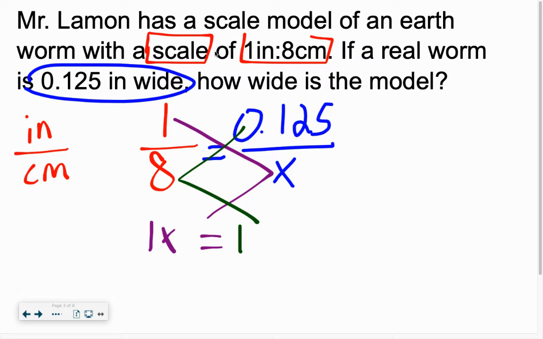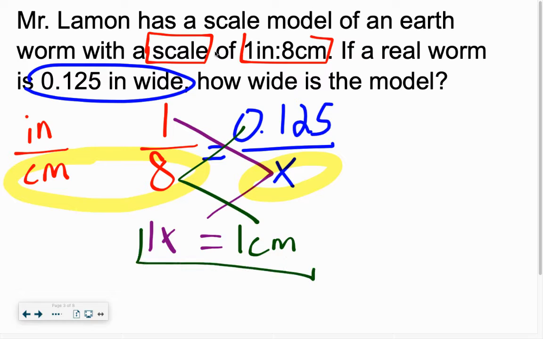But now again, remember to follow your X. Since the X is on the bottom, it's going to have that same label as the 8. It's going to have that label on the bottom of centimeters. So the model is 1 centimeter wide on that worm. That's the big takeaway, finding that missing measurement. That's what we want to be able to do all the time.